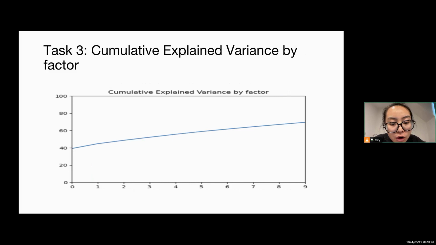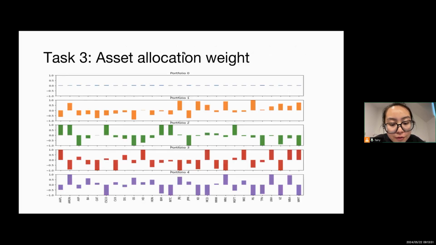Based on the line graph of the cumulative explained variance ratio, one can see the cumulative explained variance ratio of the first 10 principal components. Cumulative explained variance represents the percentage of total variance explained by multiple principal components together. Next, the eigenportfolios are calculated.